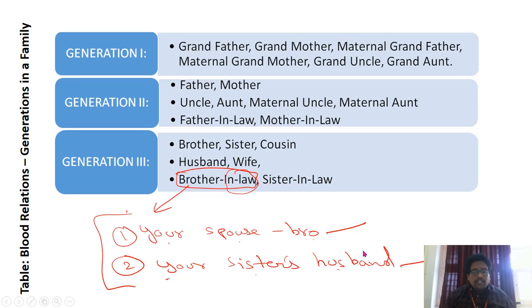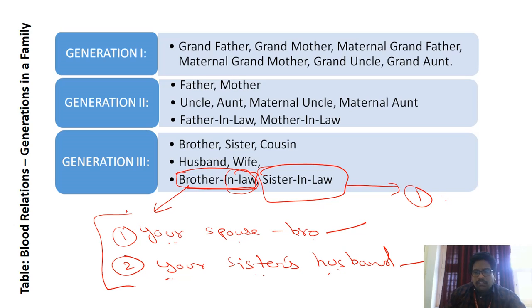So you have very limited relations you can easily catch up with to get the answer. So brother-in-law is your spouse's brother, or one more relation is your sister's husband. Now, similar things apply for sister-in-law. So again, we have two relationships here.